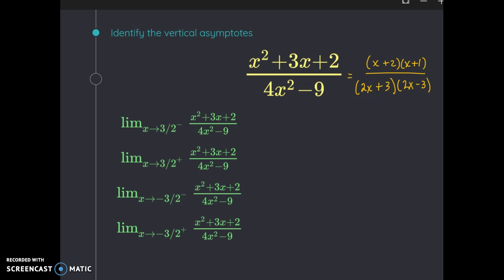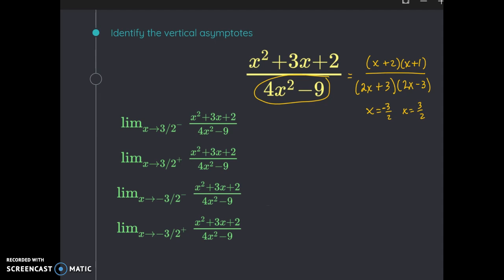Technically, I didn't have to factor the numerator, but I wanted to make sure that the zeros I found in the denominator weren't going to cancel out. So now my vertical asymptotes are going to be x equals negative 3 halves, and x equals positive 3 halves. So I have two vertical asymptotes to look at. And then I might want to look at the behavior of the function in both directions.